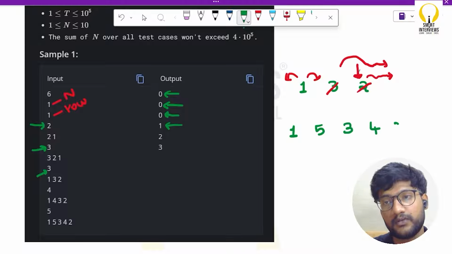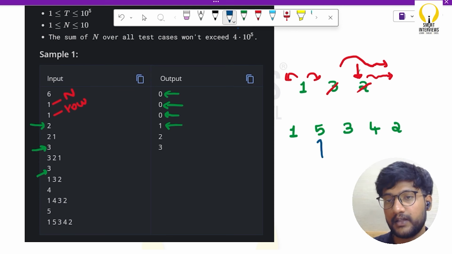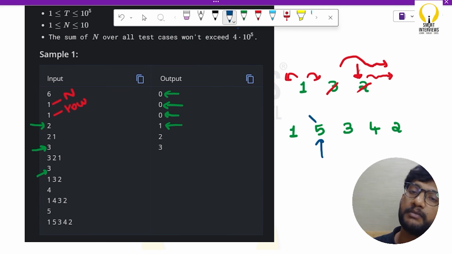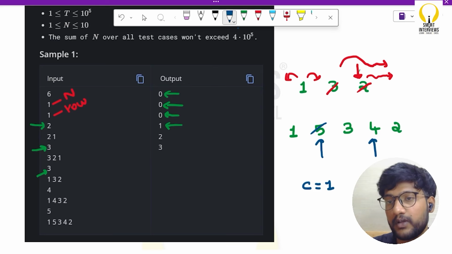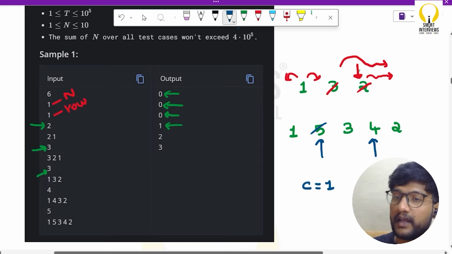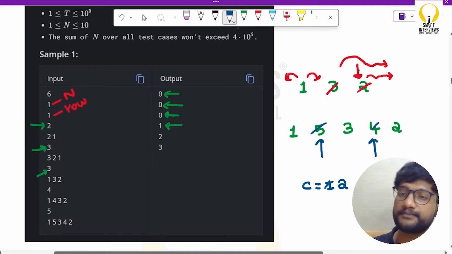In the same way, we'll take the last test case, which is 1, 5, 3, 4, 2. Now what will you do? The first priority will be for 5. Instead of disturbing 3 persons, I can disturb only one person, so I'll simply go from the left side. The total count will be 1. Now I'm done with this. The next priority will be 4. Again, instead of disturbing two persons, 1 and 3, I can disturb only one person. I can simply go from this position, so again I'll only disturb one person. The count will be 2.